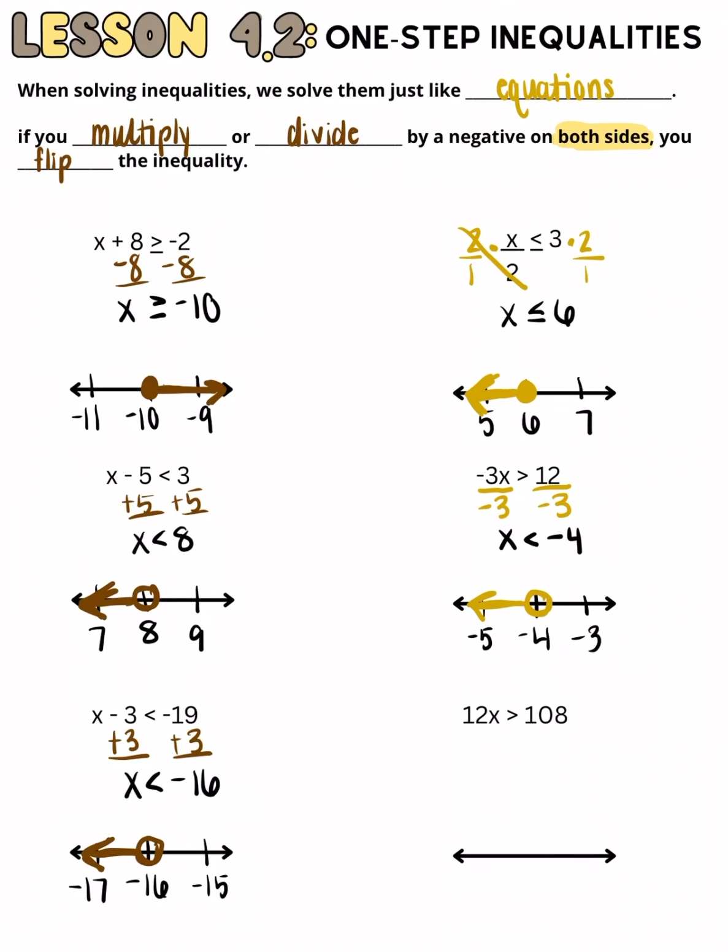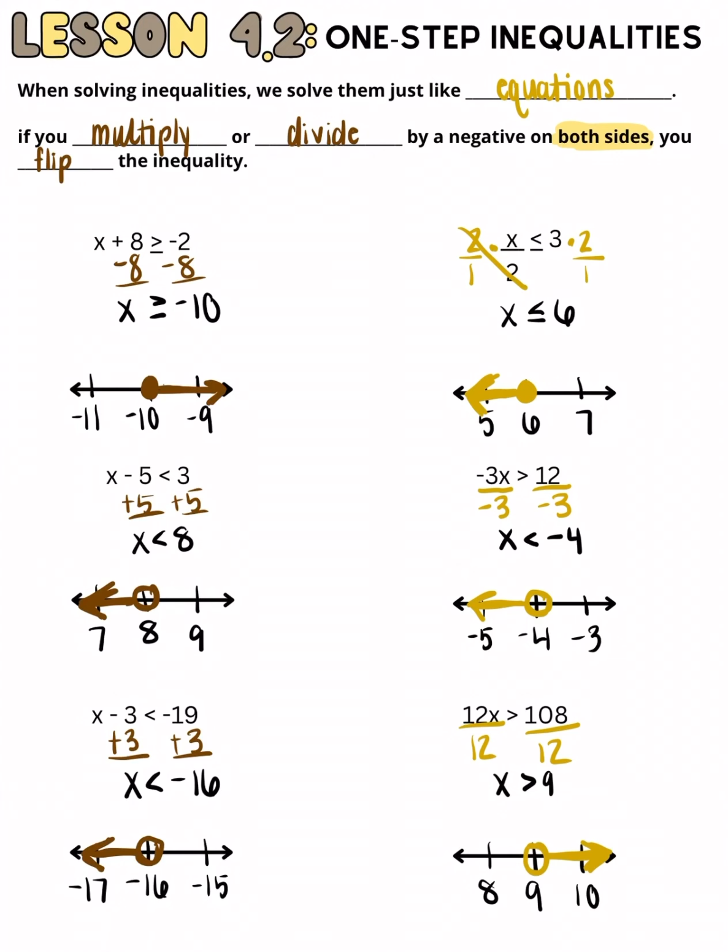And then our final one, we have 12x is greater than 108. We're going to divide by 12 on both sides. Now, we don't flip the inequality because we're not dividing by a negative. We're dividing by a positive, so the inequality is left alone. 108 divided by 12 is 9. Then I have 9, 10, 8. So we're going to be an open circle going to the right.